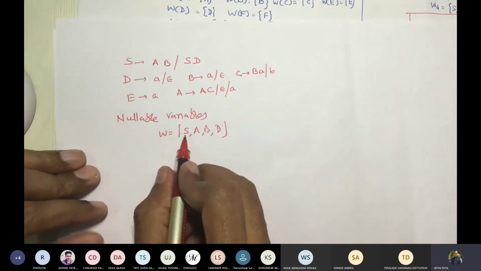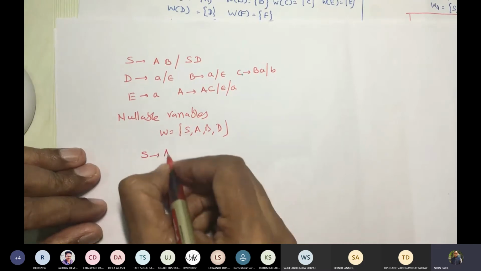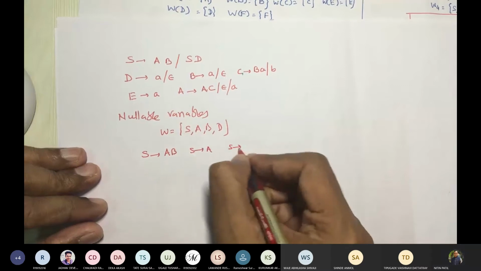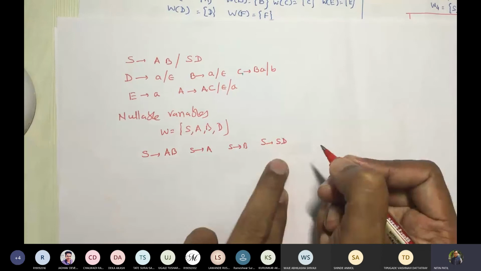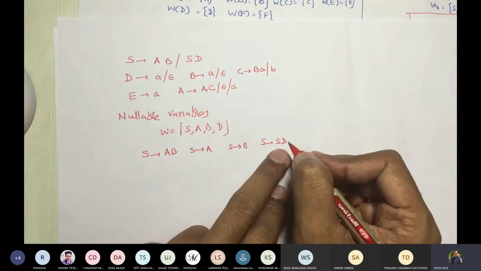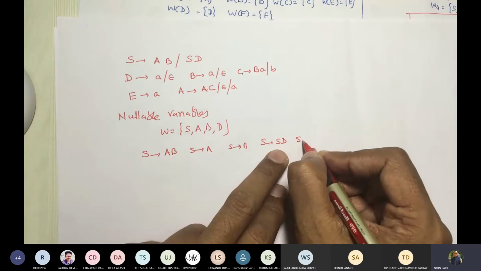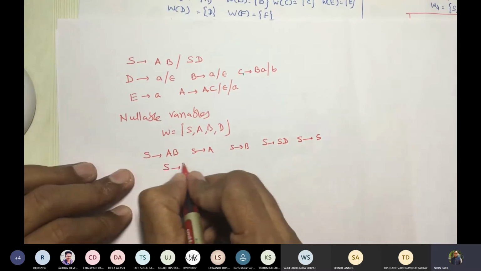Now as S is occurring on the right side, what would the productions be? For this we have to write: S gives AB, S gives A, S gives B, S gives SD. Okay, S is nullable. Is D nullable? Yes. So both of them would be nullable. So I can write S gives S or S gives D.